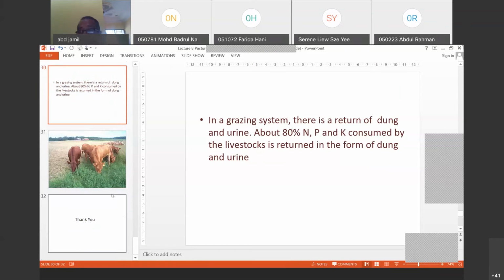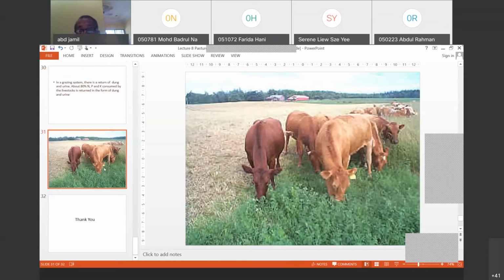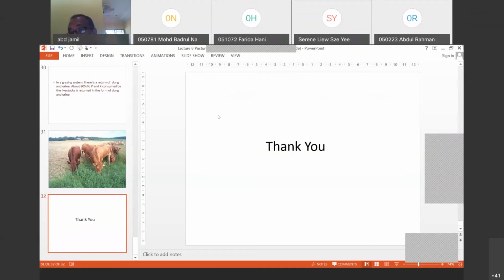Okay, not much left here. So this is the grazing system. That's all for today. So any question about grazing system?